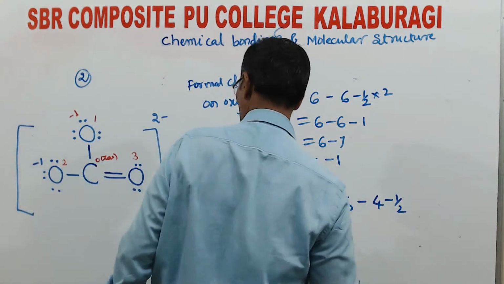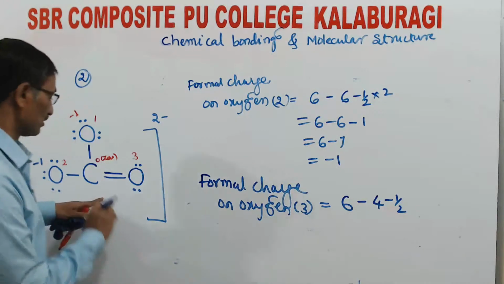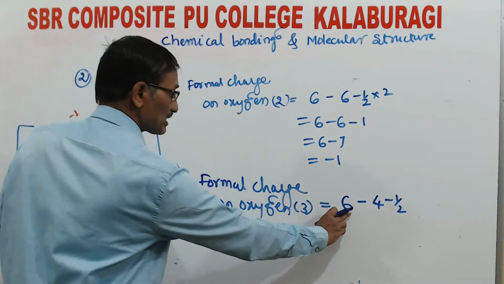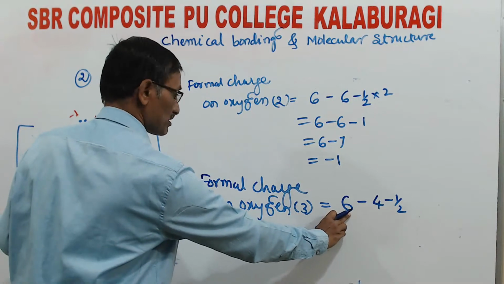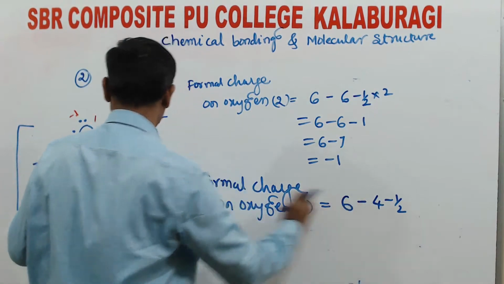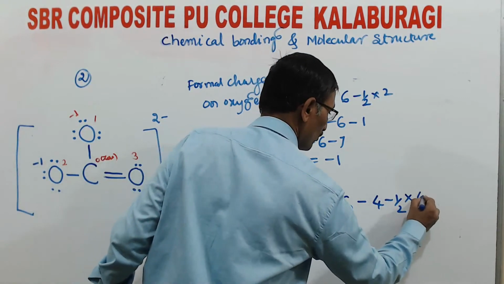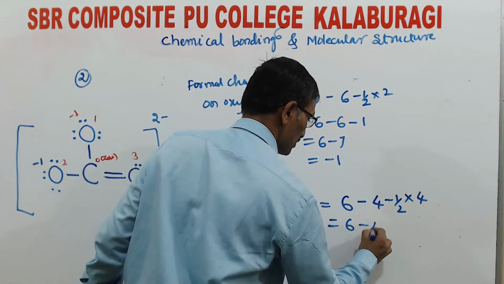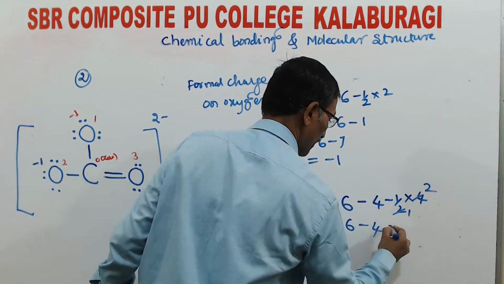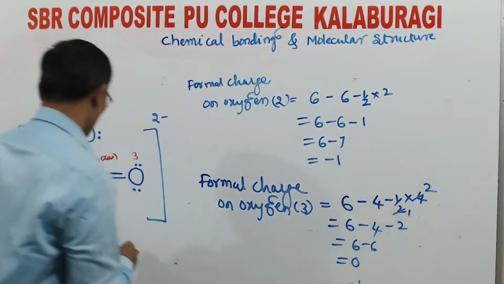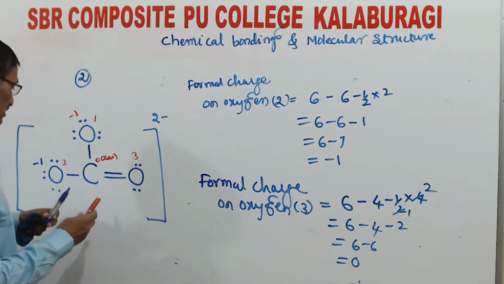Okay, now let us see here, for this one: 1, 2, 3, 4, 5, 6, 7, 8. What did I write now? 6 valence shell electrons. Now minus 4, that is the lone pair of electrons, 1 by 2 into 4. 6 minus 4, 2 ones are 2, 2 twos are 4, minus 2. 6 minus 6, that is 0. Therefore, for this I will write 0.